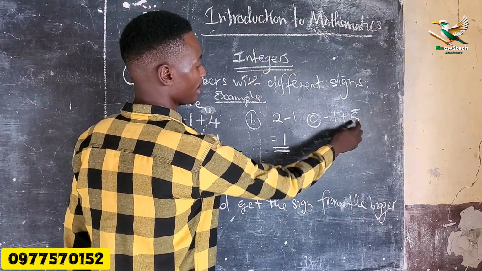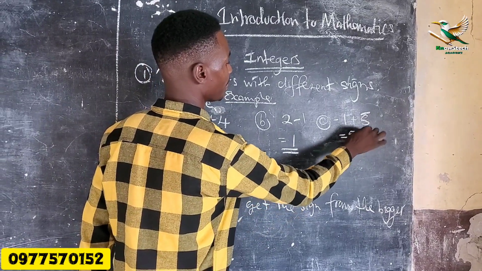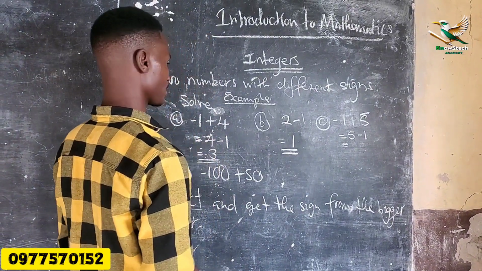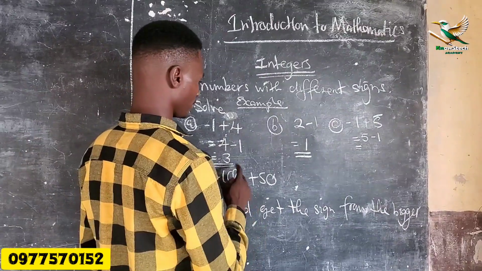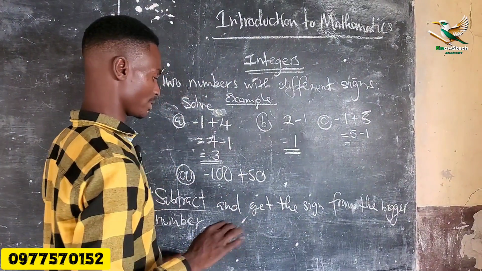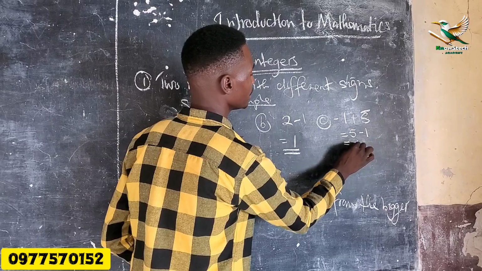-1, this is -5. So you still subtract. So it will be 5 minus 1. I want the one which will give us negative. This one is positive, and this one will also give us positive. So I wanted the one which will give us negative, and there is this one. So 5 minus 1 is 4.